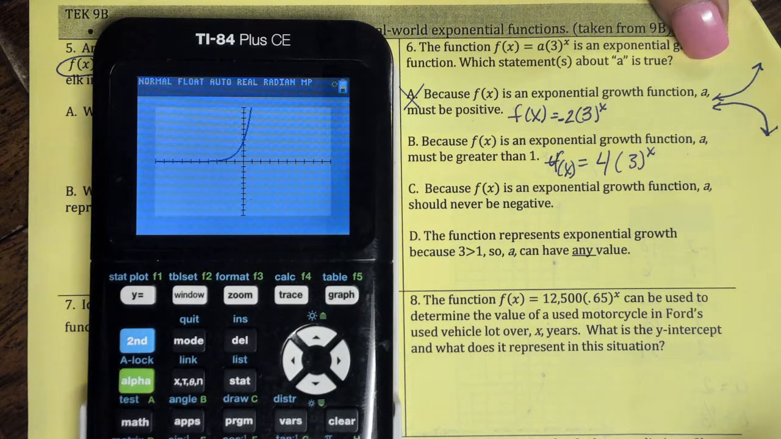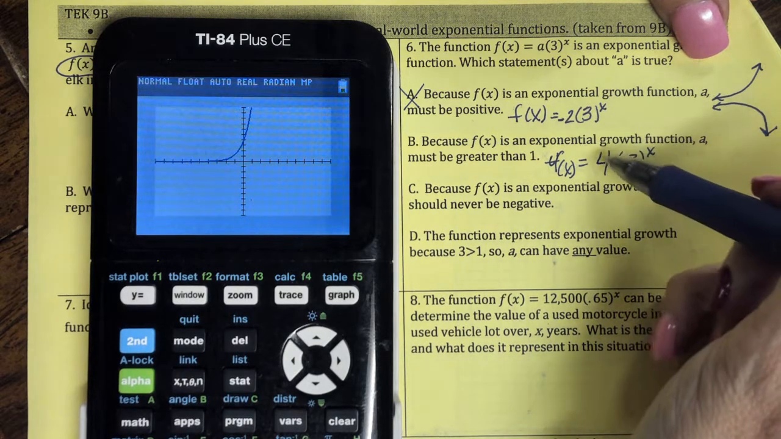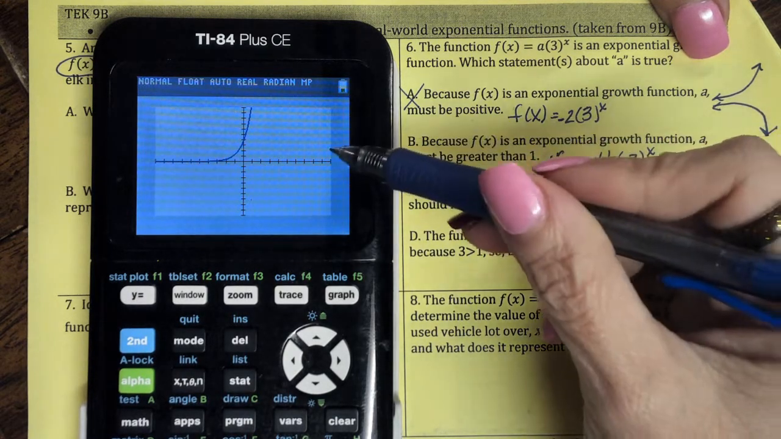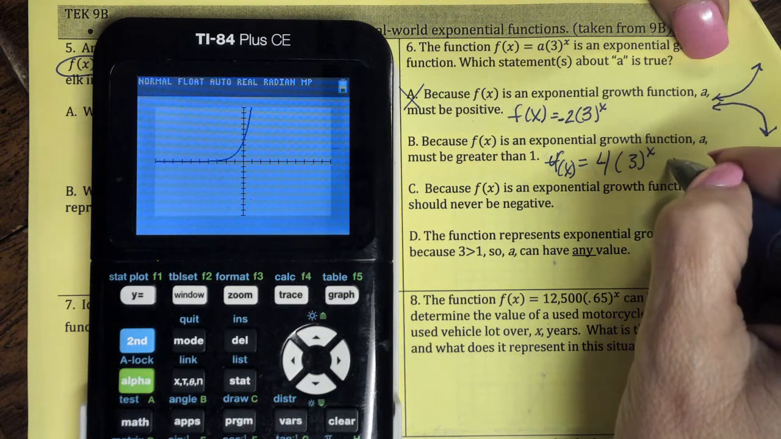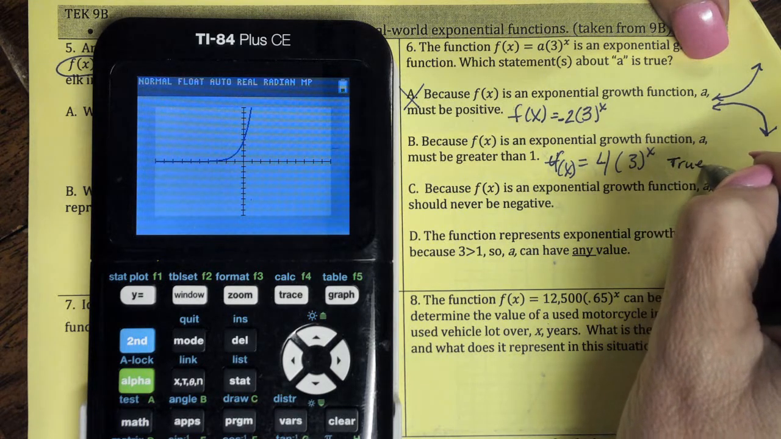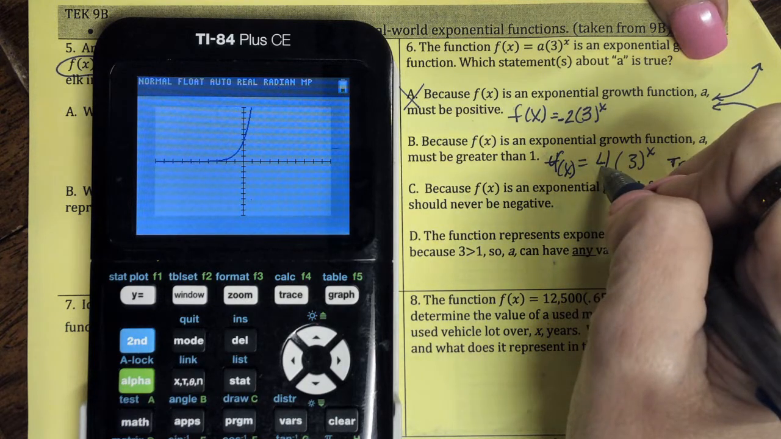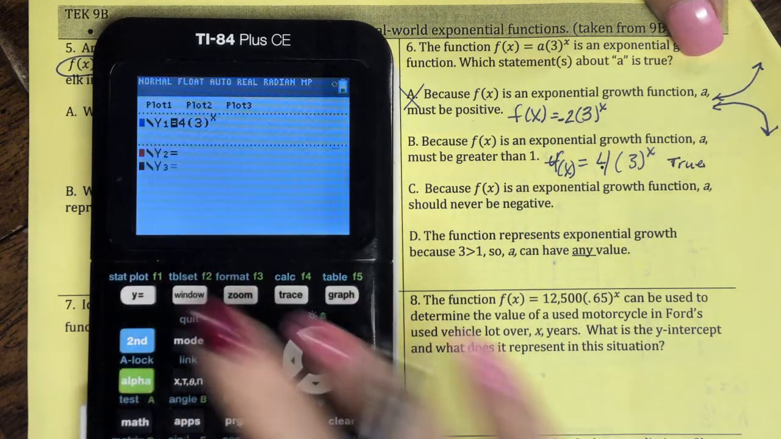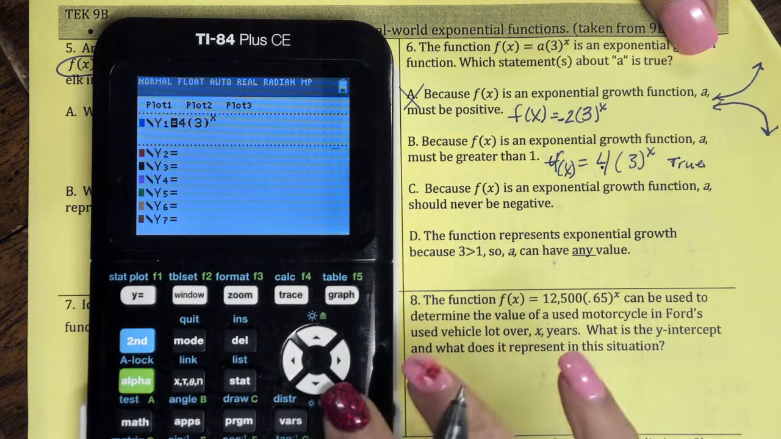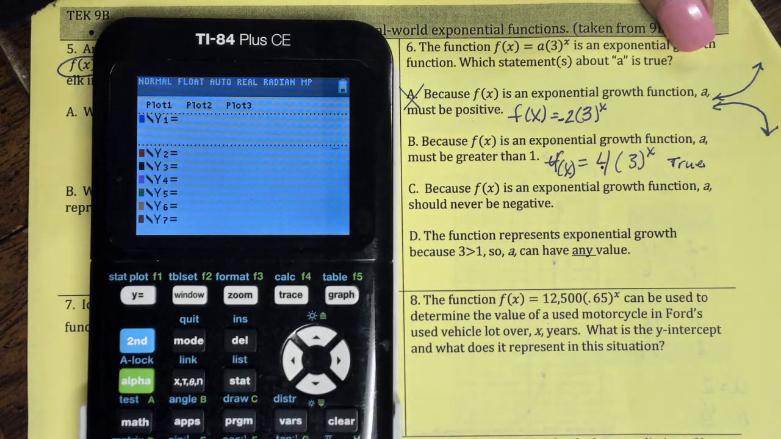Because it's an exponential growth function, a must be greater than 1. If it's bigger than 1, yeah, that's absolutely true. So this is true. It did give us a true statement. What happened when we had a number less than 1? You're like, wait, okay, now what? So we're trying to make this not true. If I have -2, didn't we just do that one?